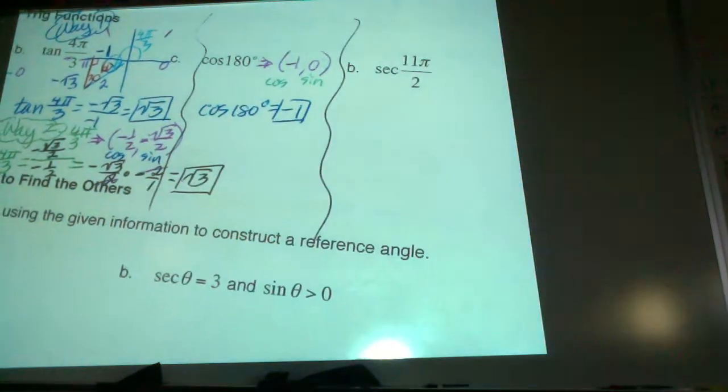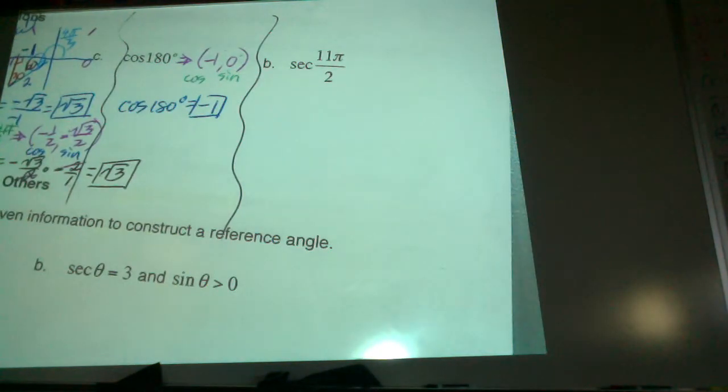Secant of 11 pi over 2. So I could convert that to degree measures, but I still, yes.